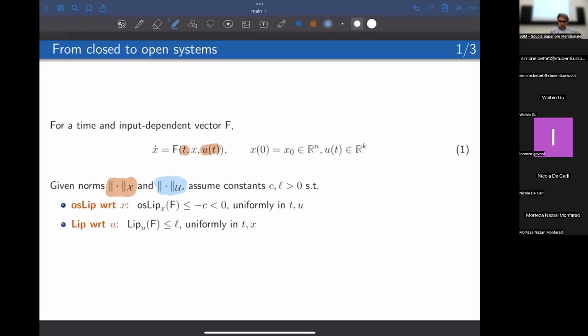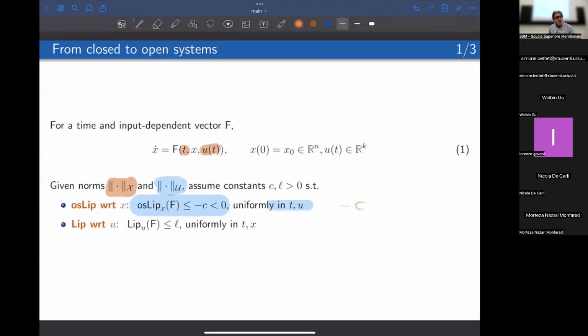Let me suppose that if I only vary X and I keep T and U constant for a second, my vector field has one-sided Lipschitz constant which is at most minus C, and I want that minus C to hold uniformly in T and U. So for each value of the parameters, I compute a one-sided Lipschitz constant with respect to X. If it's positive, it doesn't work. But if it remains upper bounded by a negative number minus C, where C is positive, then I have a contractivity rate C.